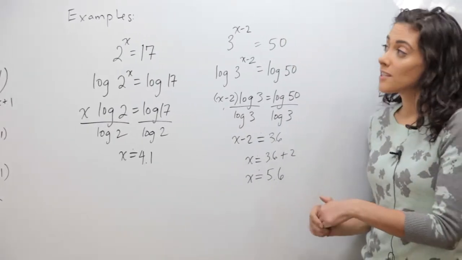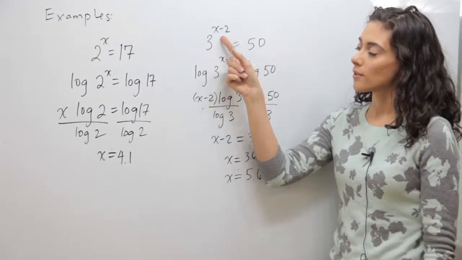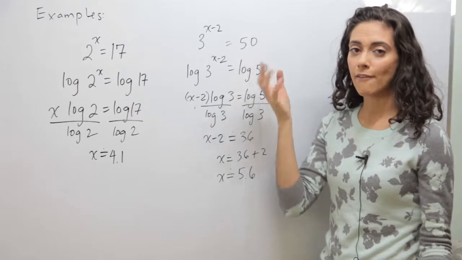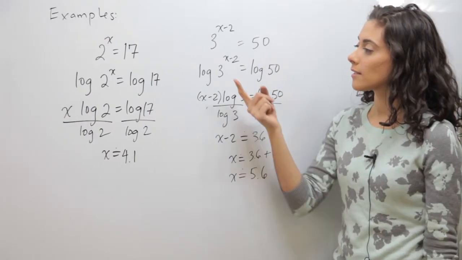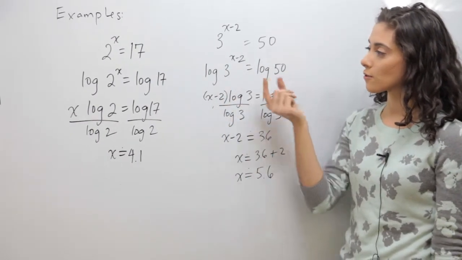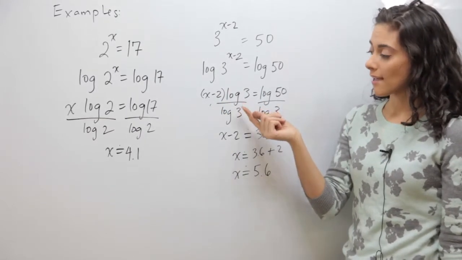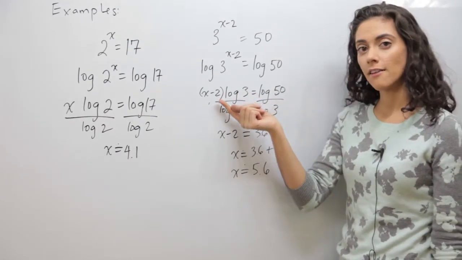This one's very similar. The difference is we've got this binomial as an exponent, but the process is the same. Again, I can't write this in base 3. I have no choice but to use logarithms. Let's take log of both sides so that my exponent comes down in front. Once again, I want to get rid of this log 3 and isolate for x.